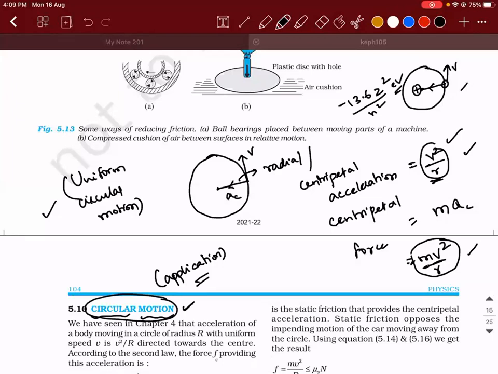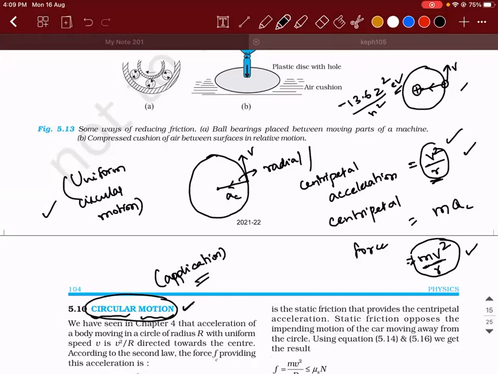I'm just giving you the thought process. Try to understand. Wherever you see an object in circular motion, the first thing that should come to your mind is mv square by r.